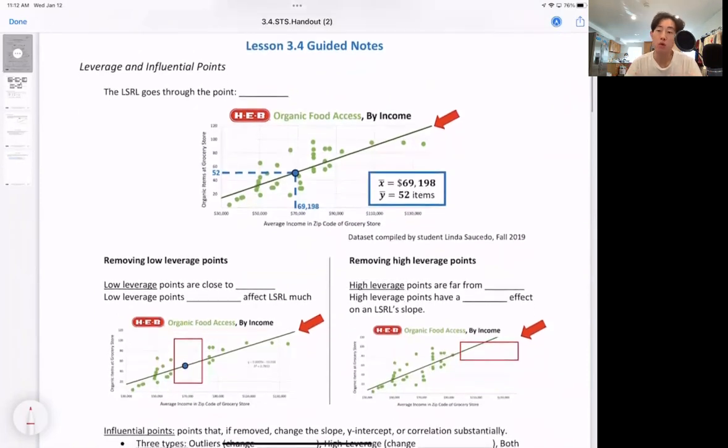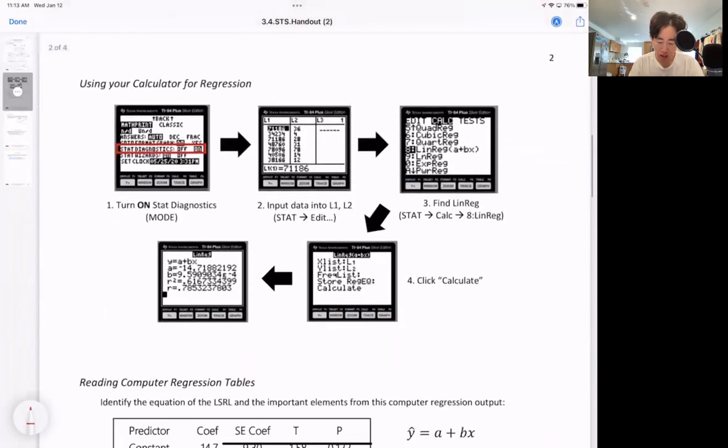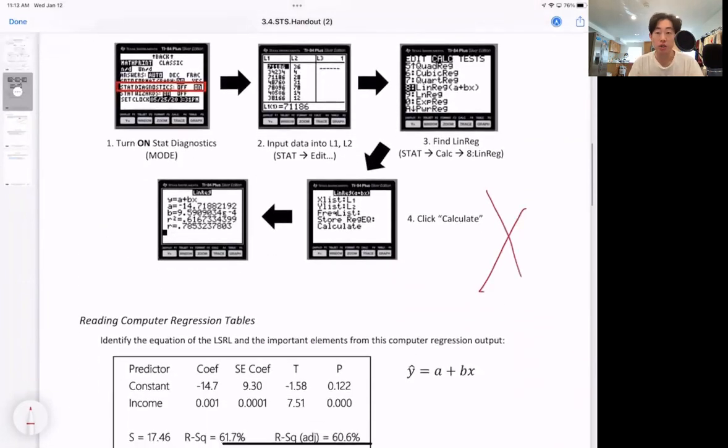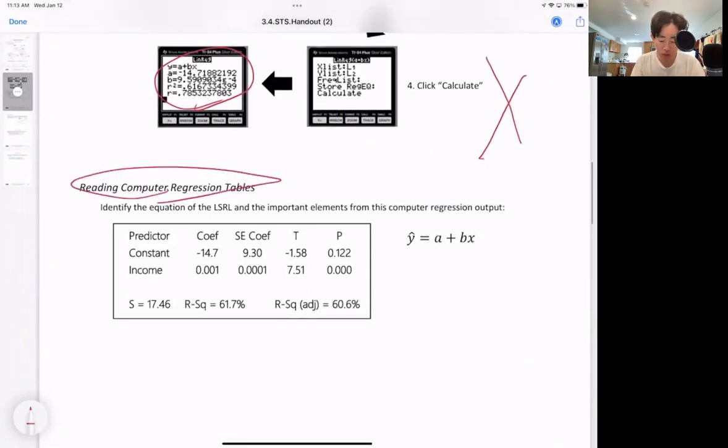For this, the most important things that you need to remember are leverage and influential points. This one you already should know how to do. We've already done linear regression and using the calculus and such. Reading computer regression tables, this is the big one. So what I suggest is that you print out this packet and just go over this with me. And you will see a lot of this in the next couple of days.